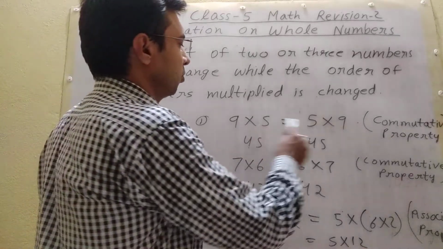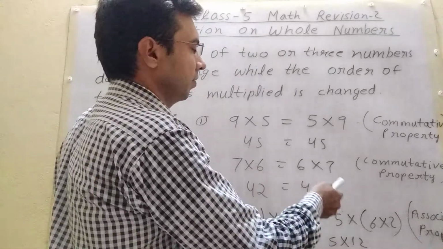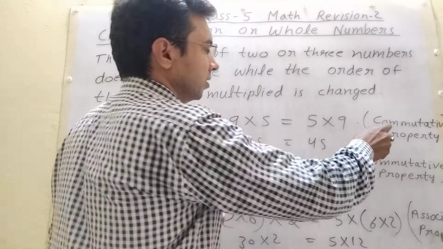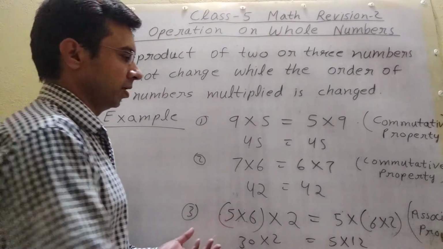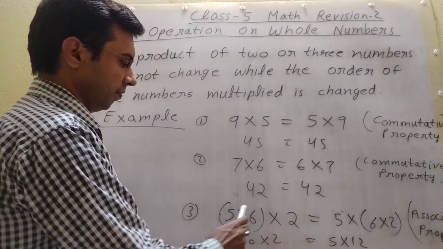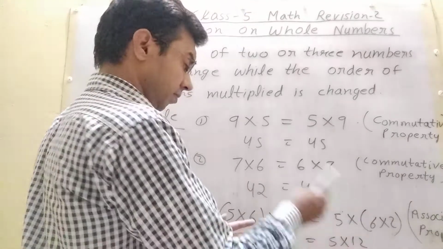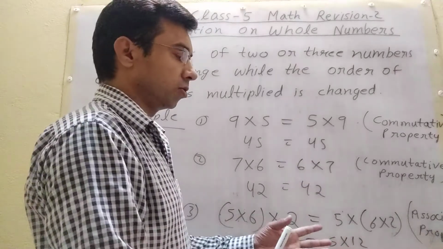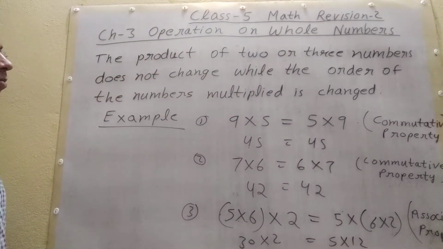So student, this property, 9 into 5, 5 into 9, 7 into 6, 6 into 7, in this way we are multiplying. This property is known as commutative property. And this property is associative property. 5 into 6 inside the bracket, outside there is a number, and then this grouping we have changed. So this property is associative property.